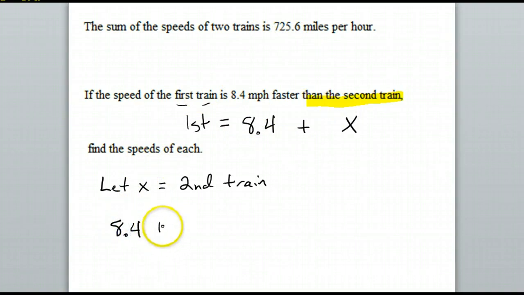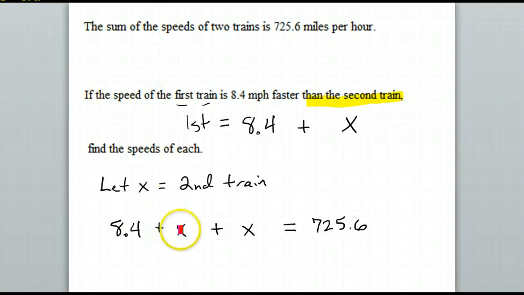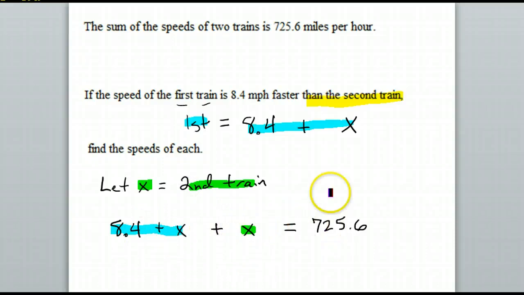8.4 plus x, that's the first train, plus the second train, plus another x, equals 725.6. Okay, so first train plus second train. Make sure that you see that this is the first train, and that this is the second train. First train plus second train equals this. So that's where that's coming from.